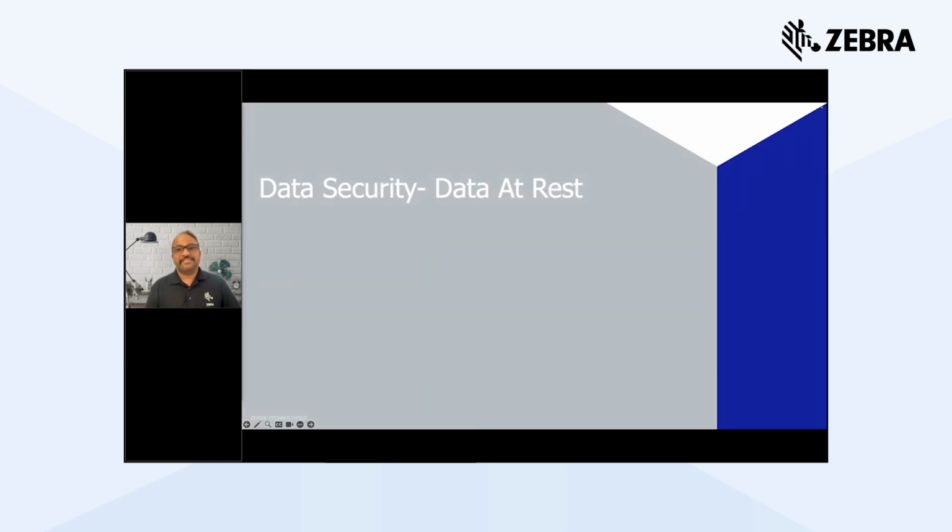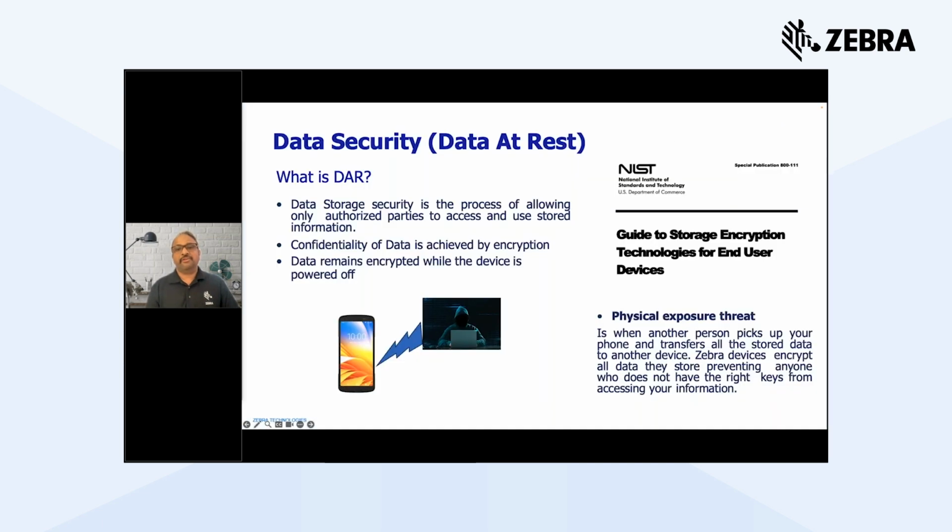The next important topic is data at rest, which is called DAR modules. Data storage security is about protecting data from unauthorized access, use, disclosure, disruption, modification, or destruction. Encryption is a key tool for achieving confidentiality, as it renders data unreadable to anyone without the necessary decryption key. By keeping data encrypted, even when the device is powered off, organizations can ensure that their data remains confidential even if the device is lost or stolen.